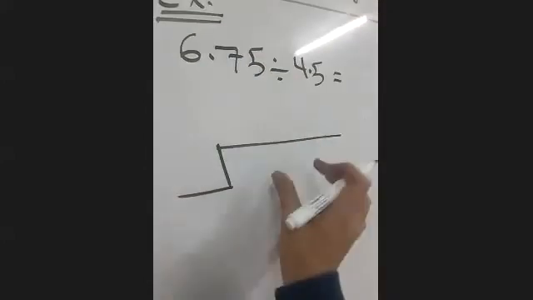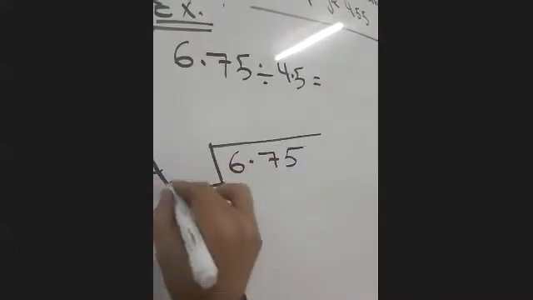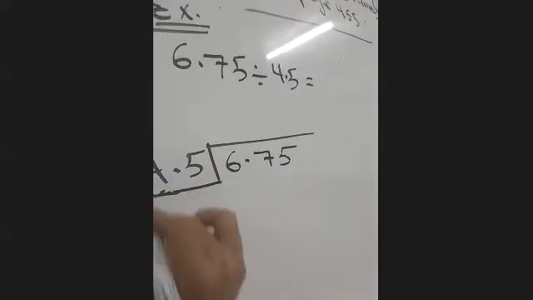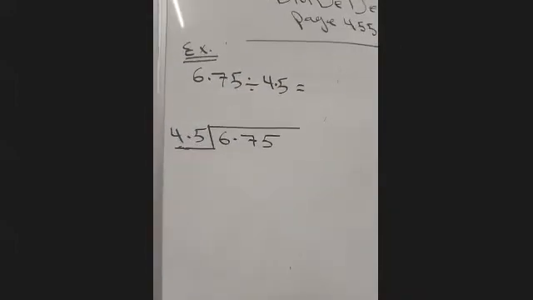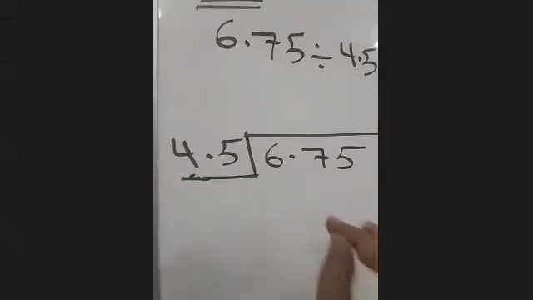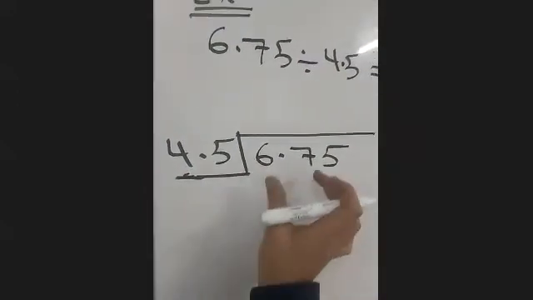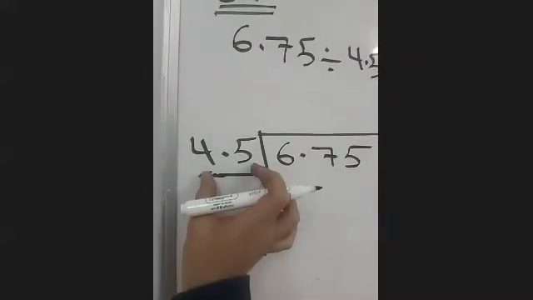And we put the dividend here, 6.75, and here 4.5. And focus with me here, how we will deal with decimals. Now, in the division, guys, this is the dividend, and this is the divisor.